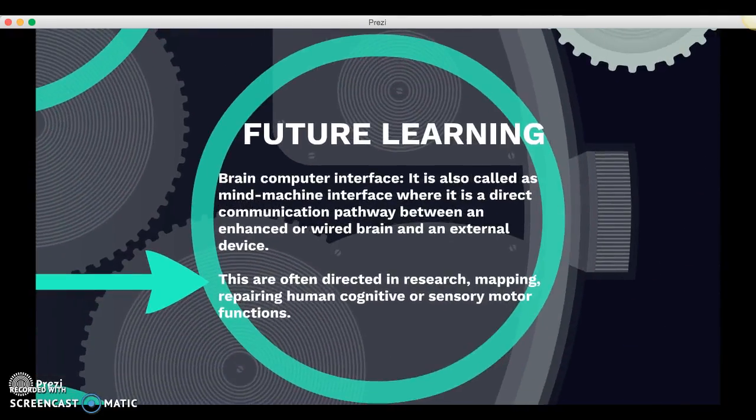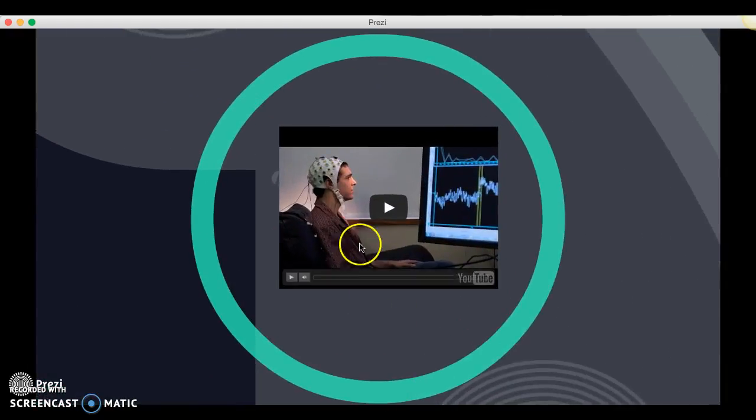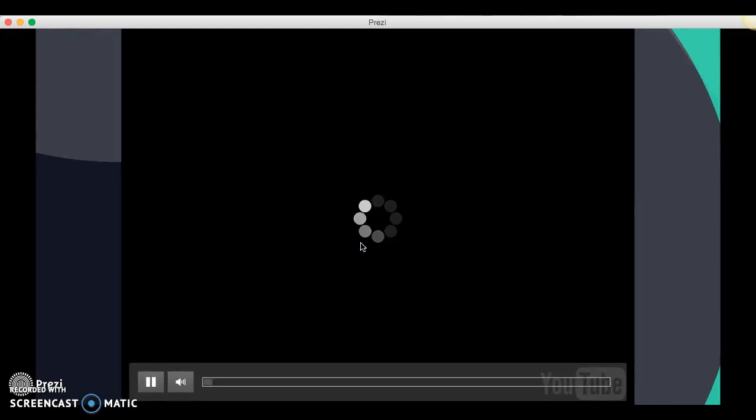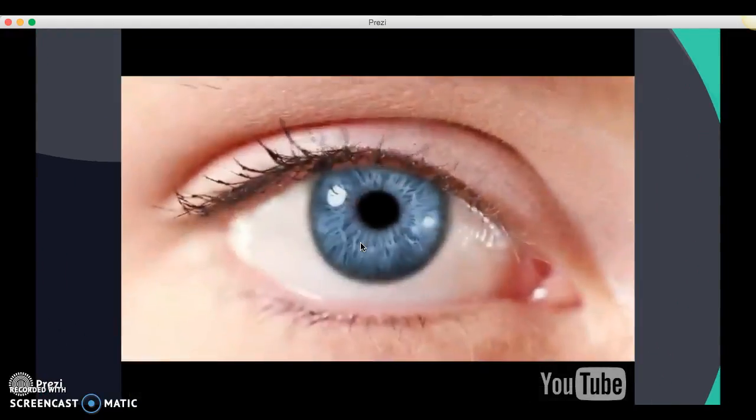And coming to the future learning, brain-computer interface, also called mind-machine interface, is a direct communication pathway between an enhanced or wired brain and an external device. These are often directed in research, mapping, repairing human cognitive or sensory motor functions. And here is a small video regarding the brain control interface.